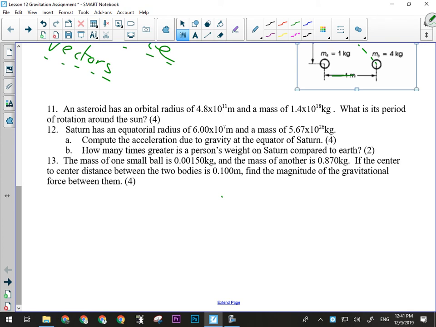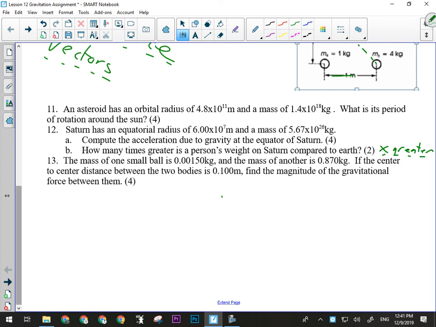I'm looking for how many times greater. That's what I'm looking for there. I'm looking for times greater, like what would I multiply my Earth weight by in order to get my Saturn weight.